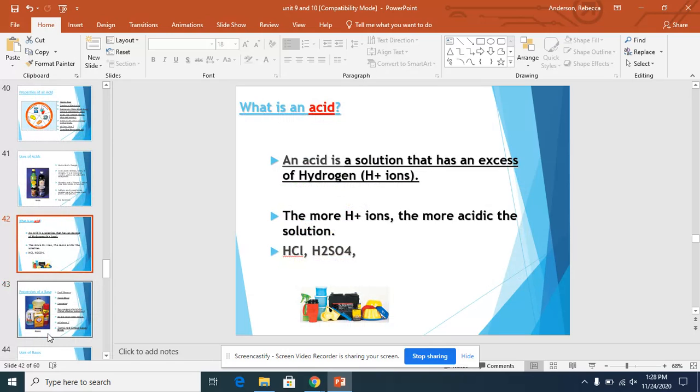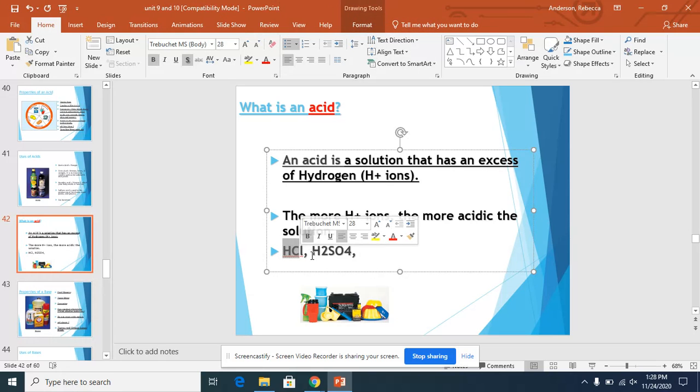So what makes an acid an acid? So acid, your vocab word. The definition is an acid is a solution that has an excess of hydrogens or H plus ions. The more H plus ions you have, the more acidic the solution is. You'll also notice a lot of the major acids start off, their compound has hydrogen in the front.